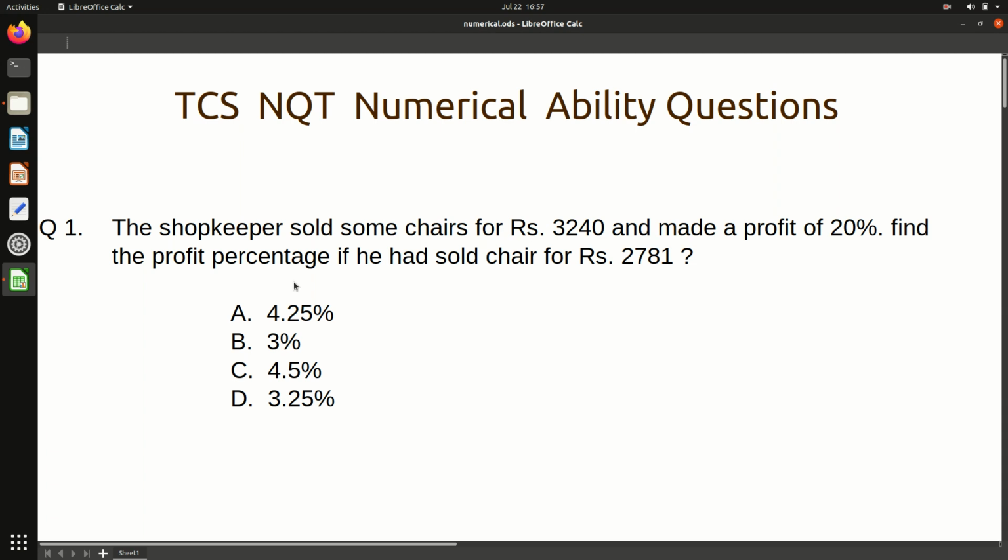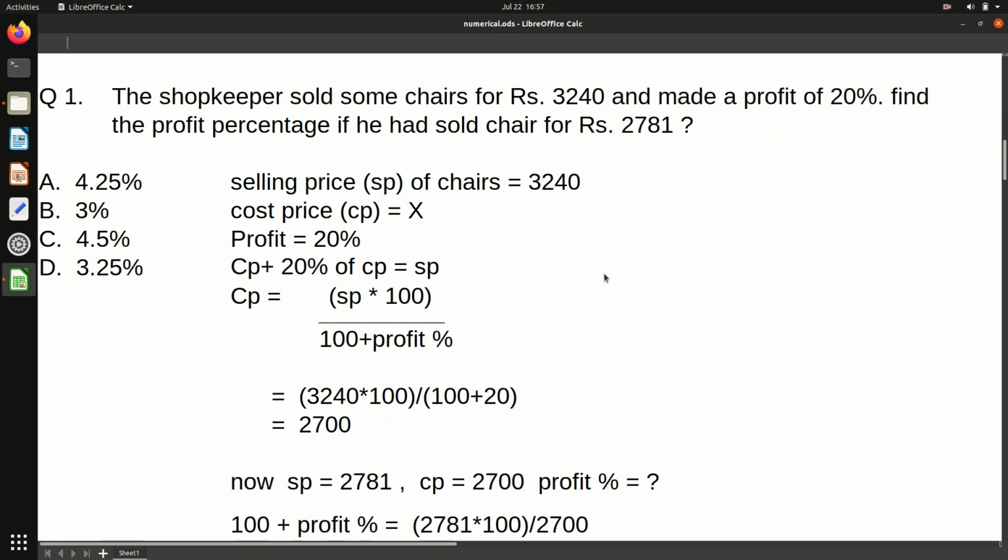Okay, so the question is: the shopkeeper sold some chairs for rupees 3240 and made a profit of 20%. Find the profit percent if he had sold the chair for rupees 2781. So let us see the solution. This question is, I think, easy. What we have to do: the shopkeeper has sold some chairs, the selling price is 3240 and the profit is given. We have to find the cost price, and after we find the cost price, the selling price is given again and we have to find the profit percent. We just have to use one formula and that's all.